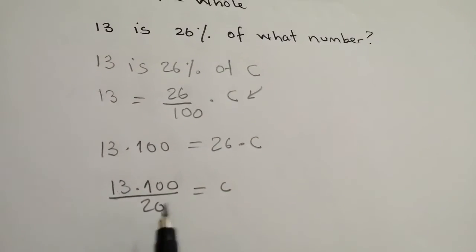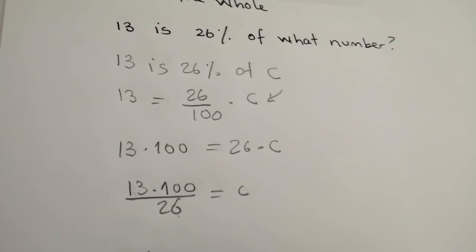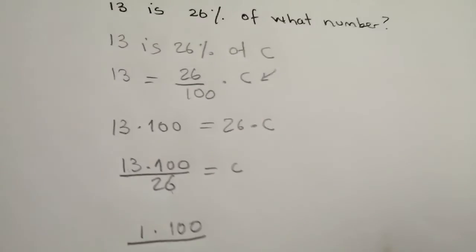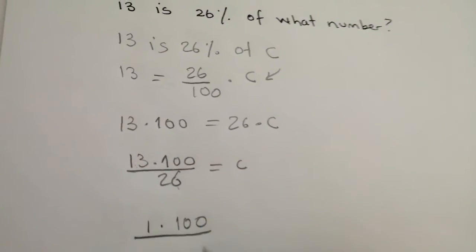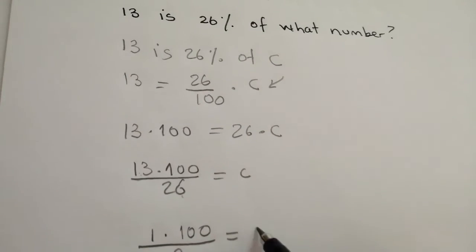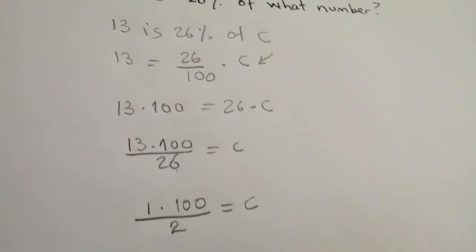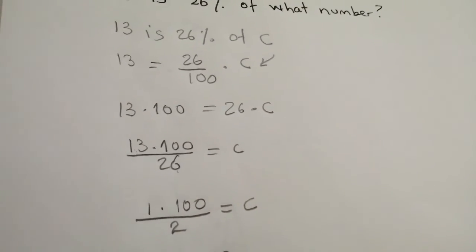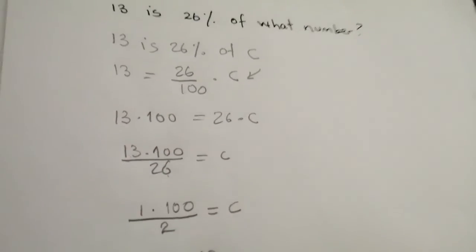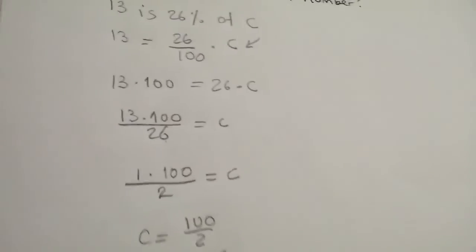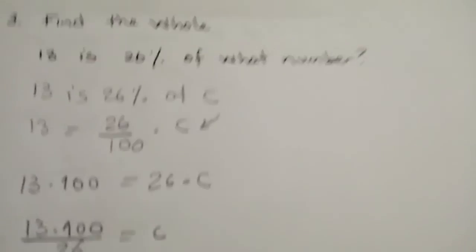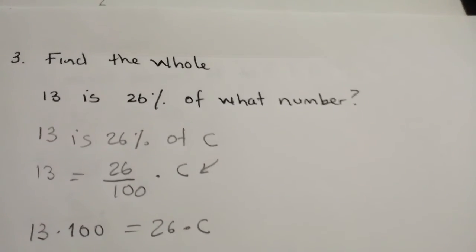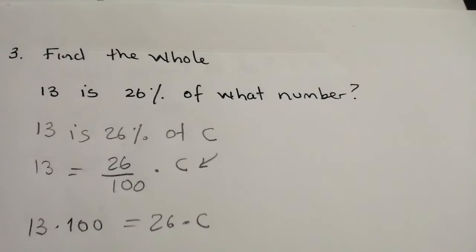If you notice, 13 and 26 are multiples, so I can simplify, leaving 1 on top, dividing 13 and 26 by 13, and the 26 becomes 2. So the reduction of this problem is 100 divided by 2, and we know that is 50. That will be the answer for this problem. 13 is 26% of what number? 50. 13 is 26% of 50.